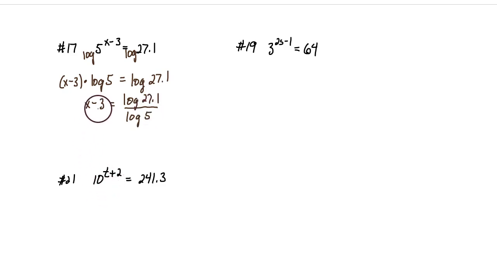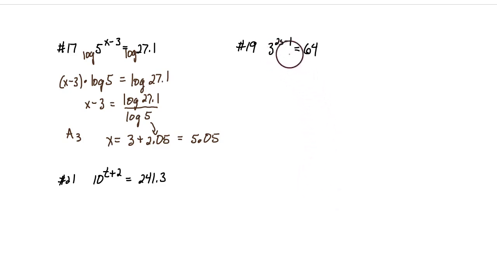In the next step, what will you do to get the x alone? You have to add 3. So the answer will be 3 plus the value of that logarithm. Let's type in that expression in the calculator to see what it makes. That expression is 2.05. So when you add the 3, the answer is 5.05.